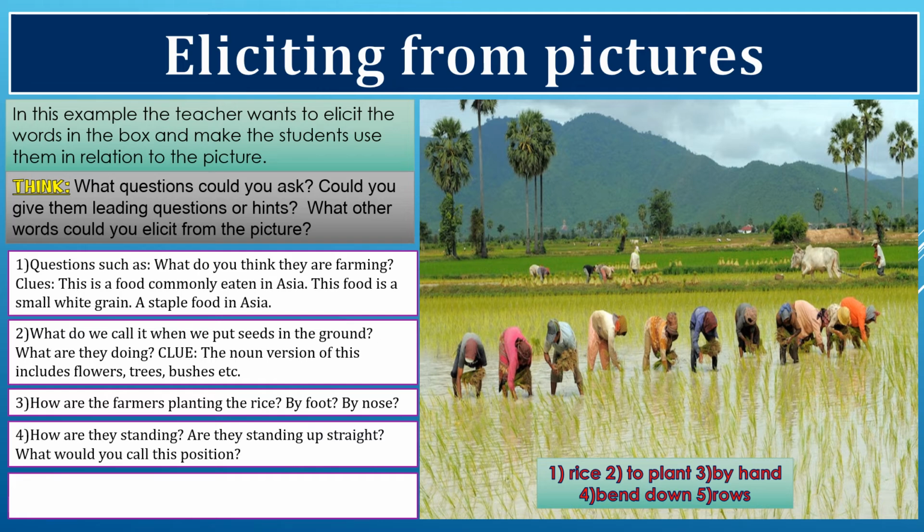The fourth one, bend down, you would ask them, well, how are they standing? Are they standing up straight? And you could do some examples, miming here as well, actions. What would you call this position? The fifth one, rows, you could ask, are they standing in a circle? What's another word for line?